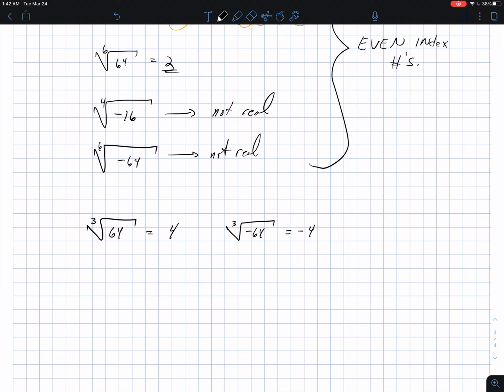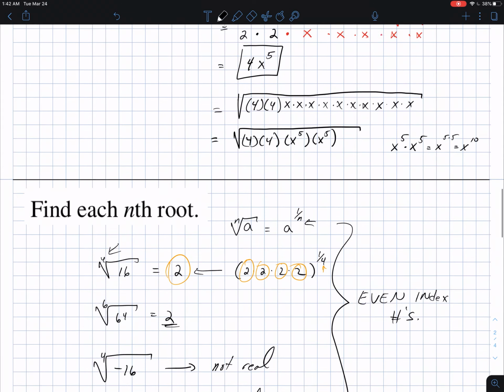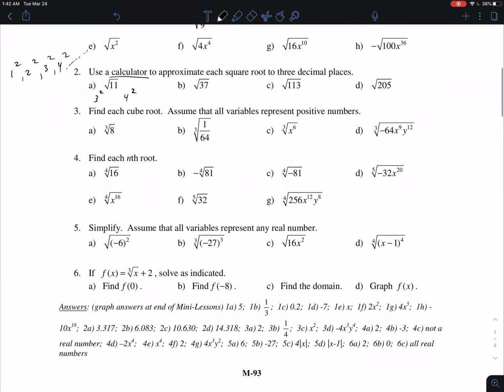Okay, let's try another one real quick. So the fifth root of 32 is equal to 2. Well, the fifth root of negative 32 actually has a real number. It's 2, but it's going to be what? Negative. You got it. So this is when we have an odd index number. And that's how you find an nth root. So I'm going to skip over doing a specific example of an nth root except for one, and I'm going to do G. So let's do G here.